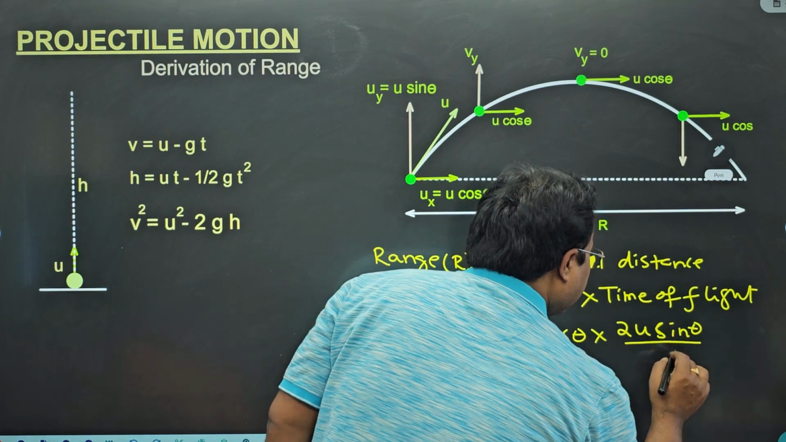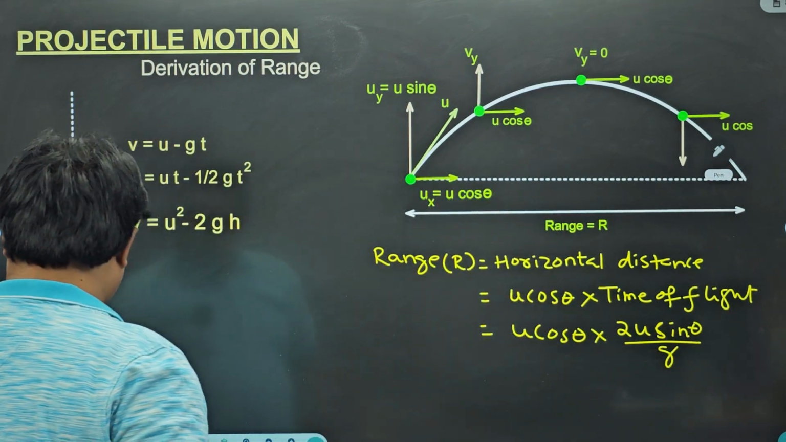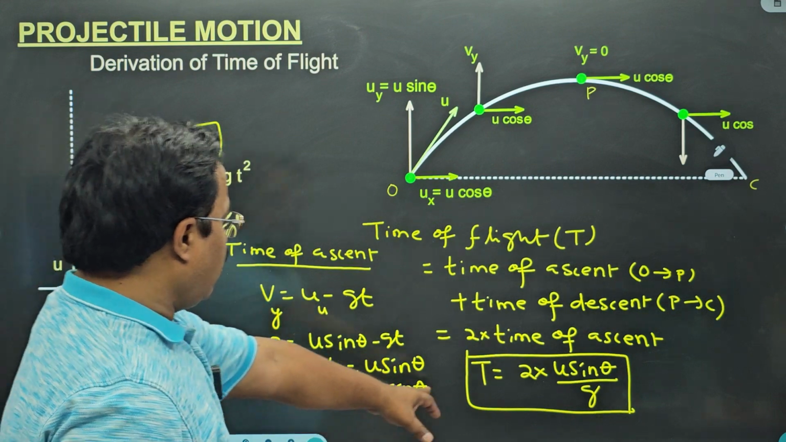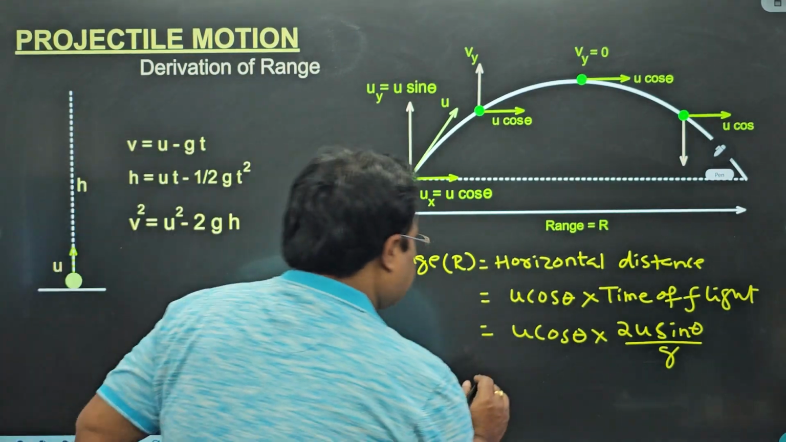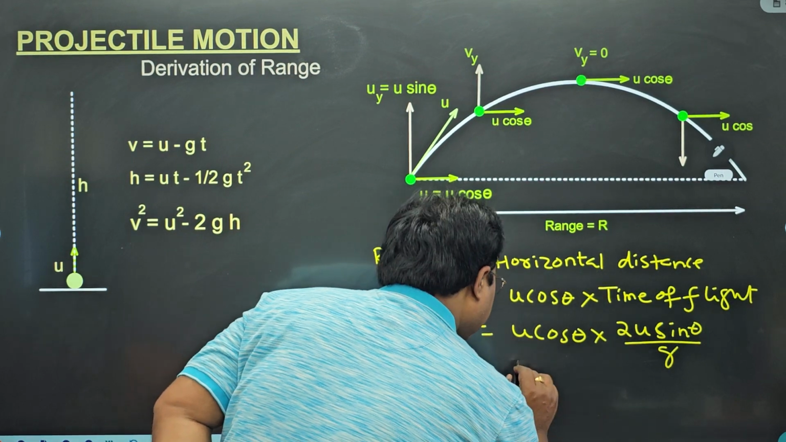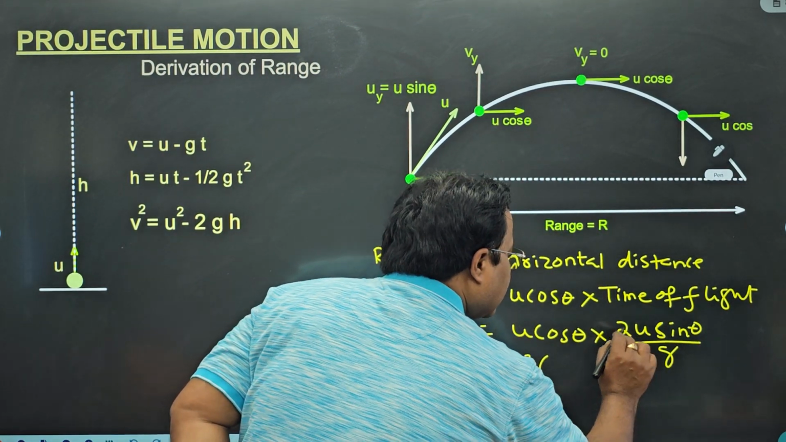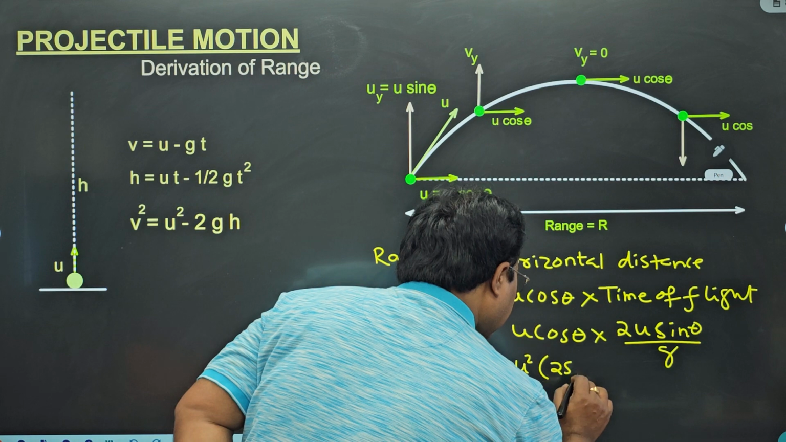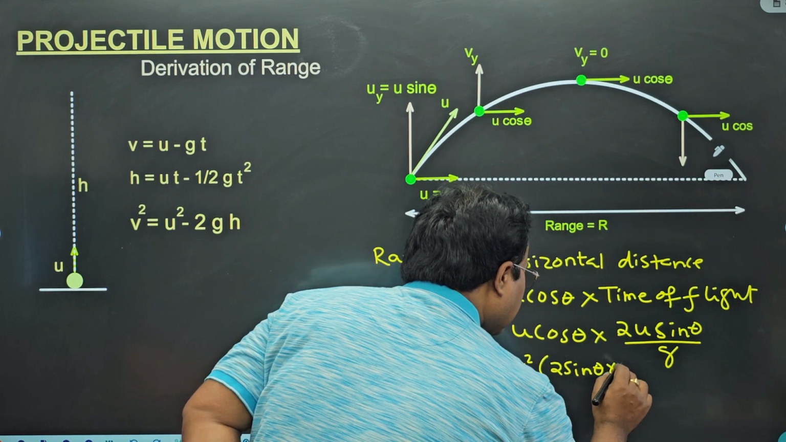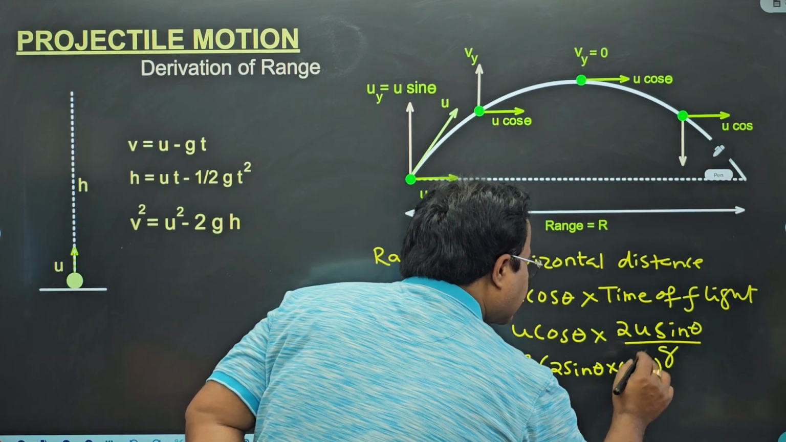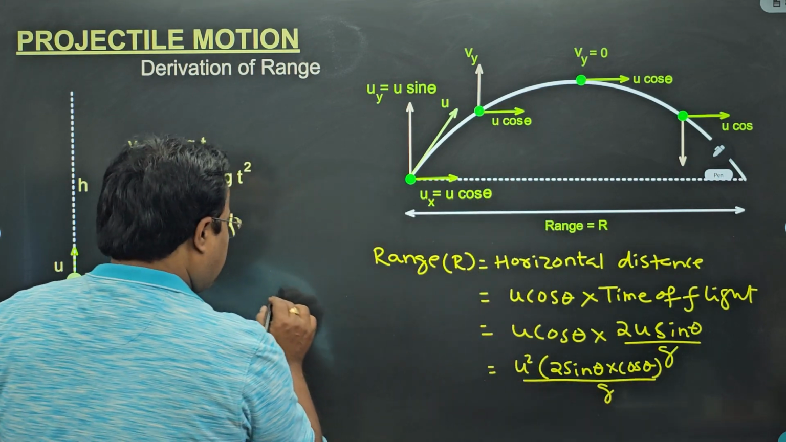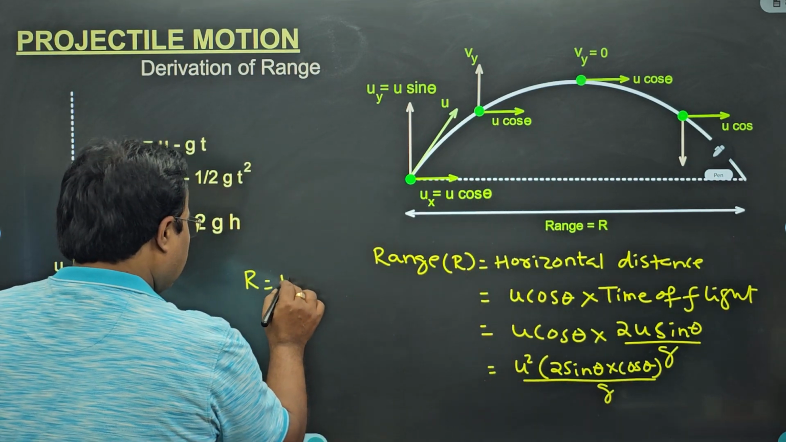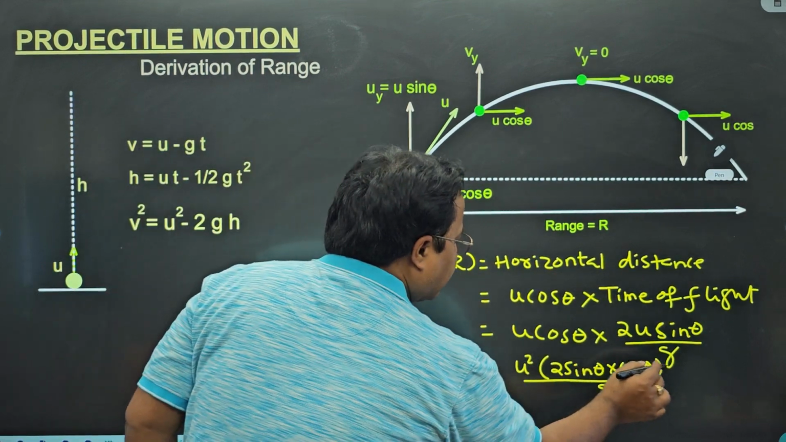What is time of flight? In the previous page I had explained, you see, in the previous page I have told you what is the time of flight. Okay, my dear students. Now you multiply U with U, that is equal to U square, 2 sin theta into cos theta, all by G. Then range is equal to U square, 2 sin theta into cos theta by G.